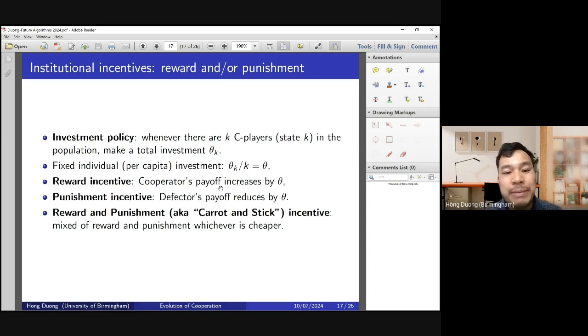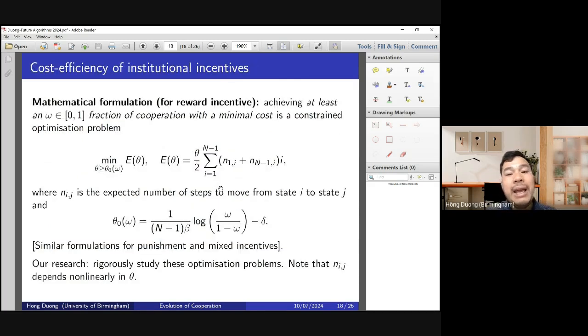Sometimes we can combine reward and placement together, depending on whichever strategy makes the incentive cheaper. You may have heard of this strategy as carrot and stick. Based on that, we write down a formulation to calculate the cost of incentive.